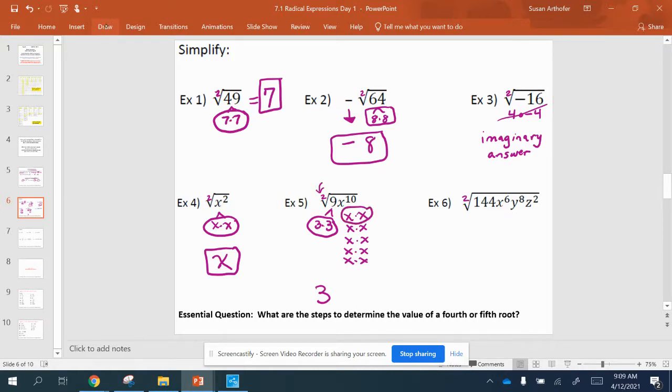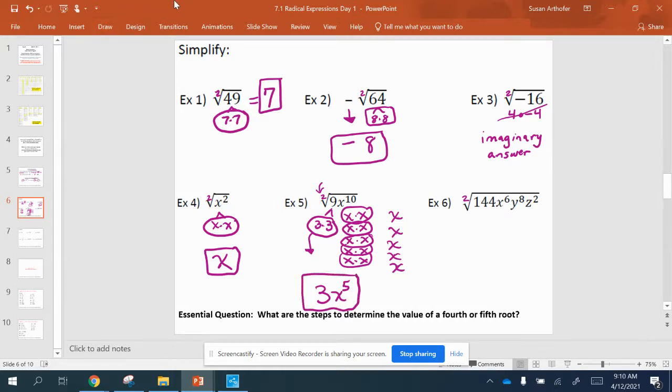So I have 1, that's an x. That's an x. It's another x. It's another x. That's another x. Just like right here, a pair of 3's came out as 3. A pair of x's came out as an x. So that's 1, 2, 3, 4, 5. So x to the 5th.